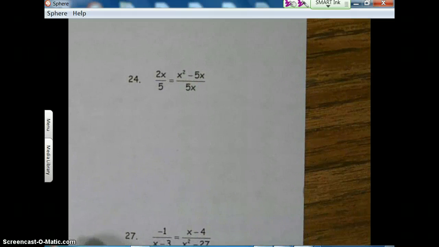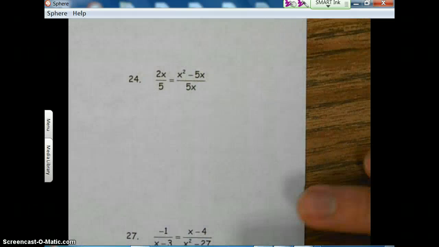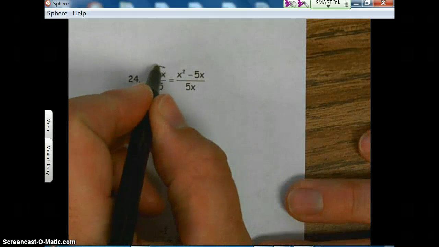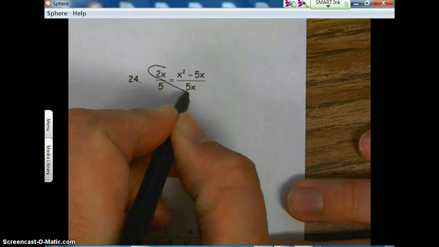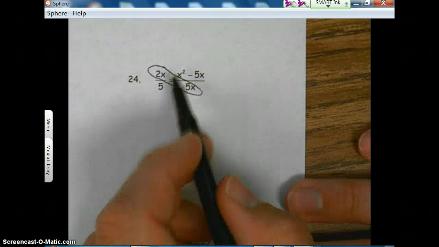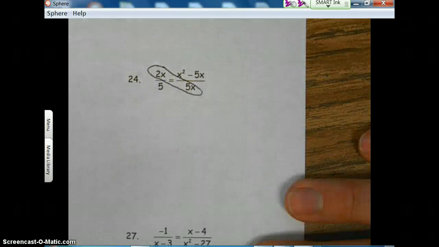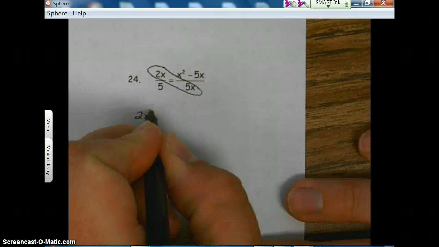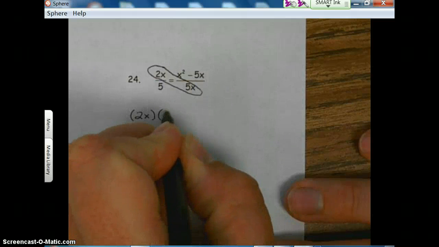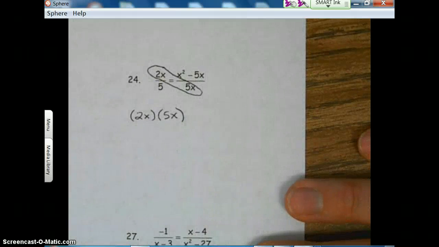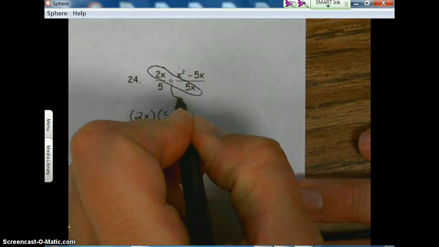Short video tonight. So we're going to cross multiply. I'm left-handed, so I'm going to go ahead and start this way. Now it's a term times a term, so it's just going to be 2x times 5x, however you want to show that multiplication. Bring down the equal sign.